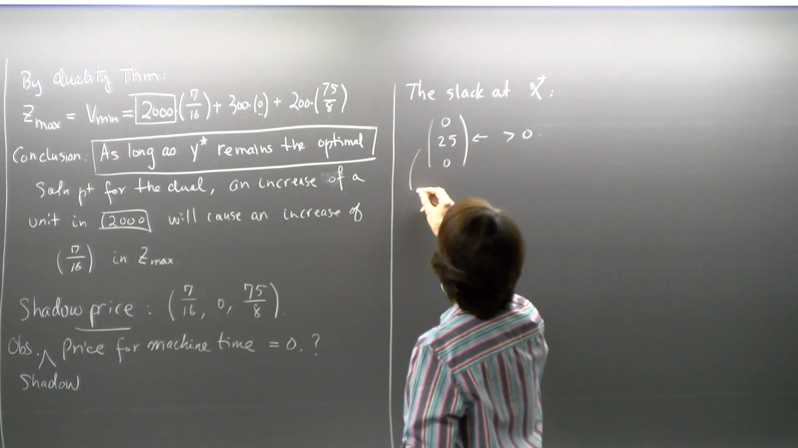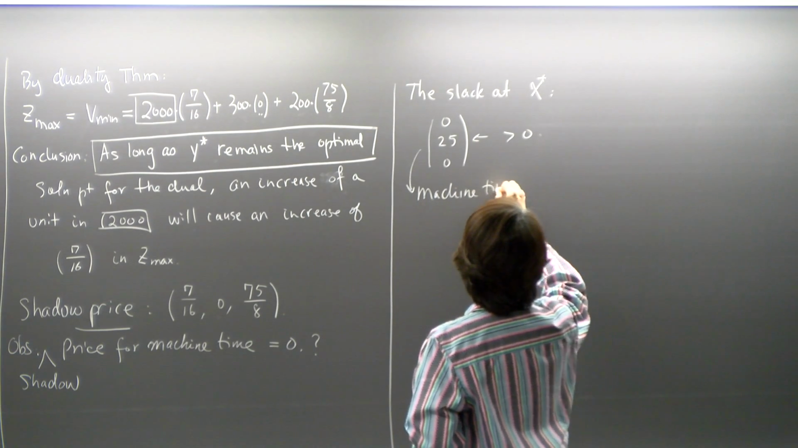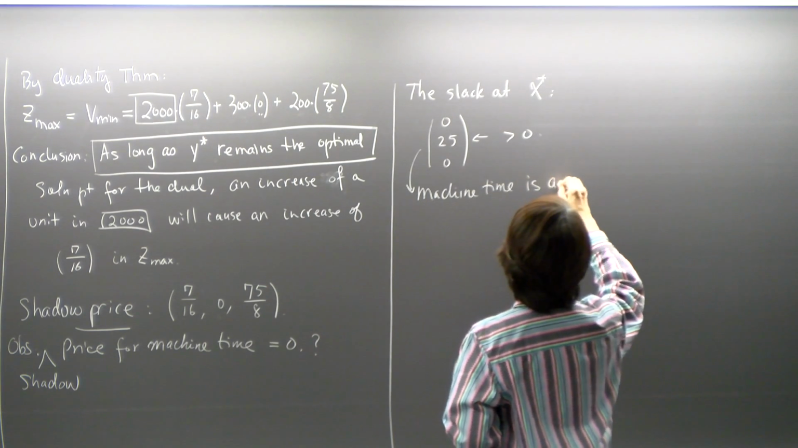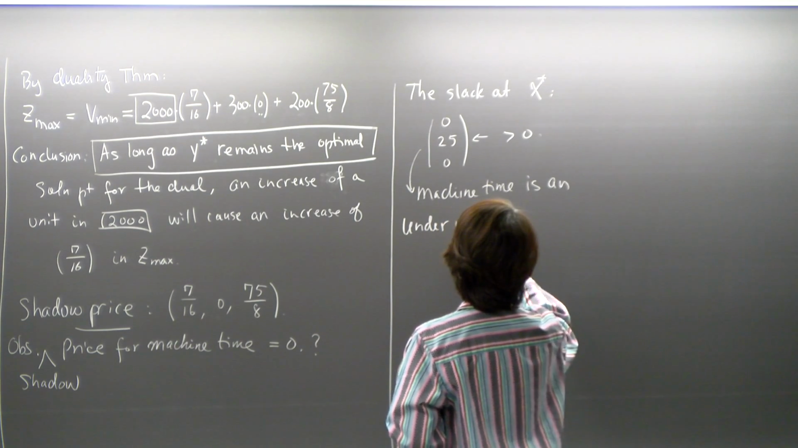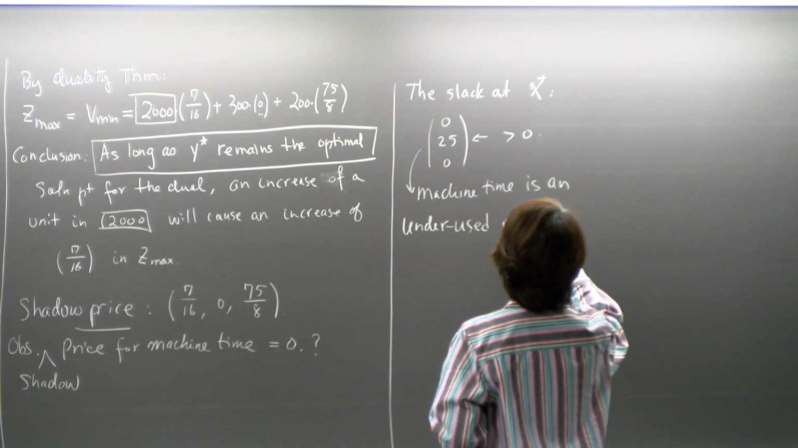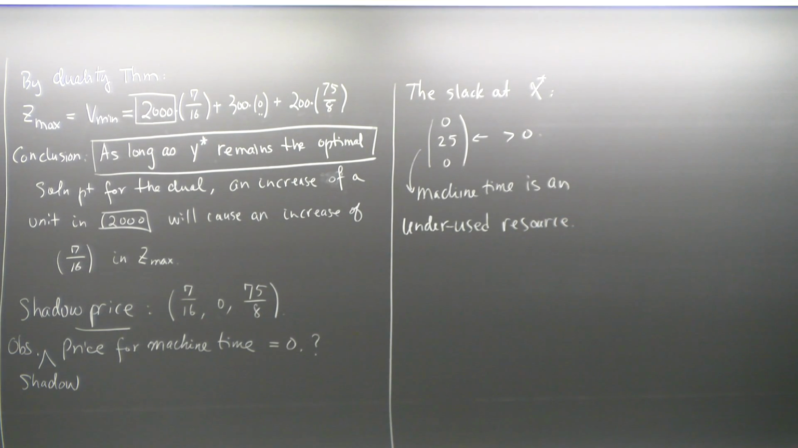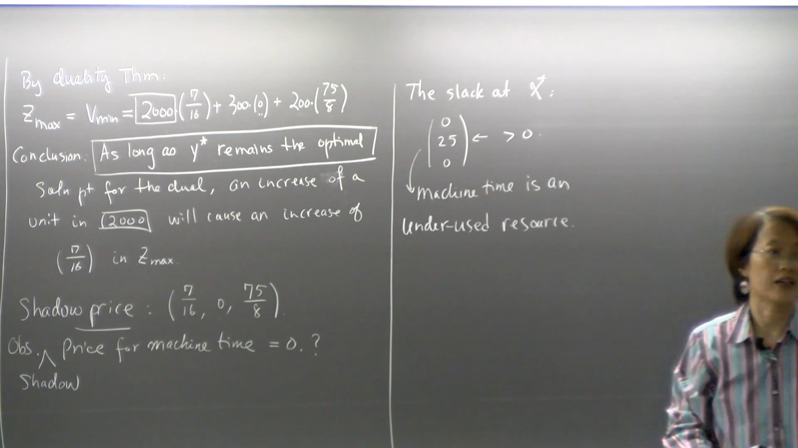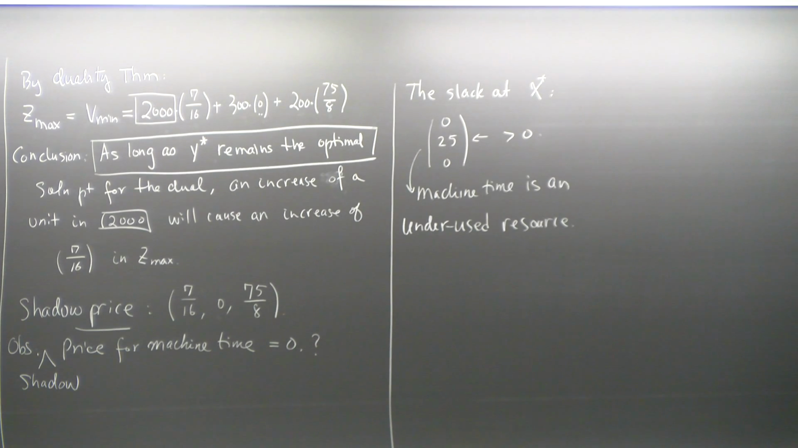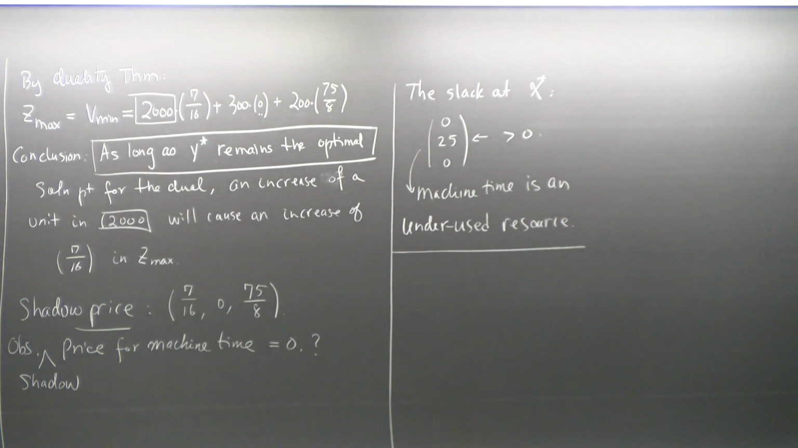Okay, so let me write. The machine time here now is an underused resource. Okay, so if you make a little change, not too much, not until y prime stops being the optimal solution, then it has no effect on the final optimal value. Okay. So, is that clear?